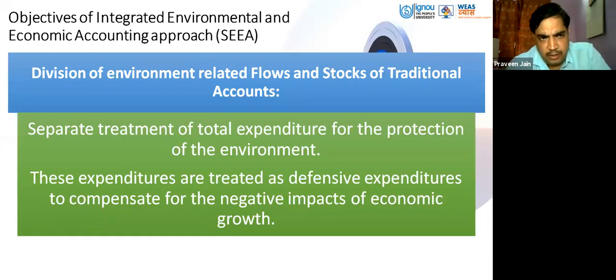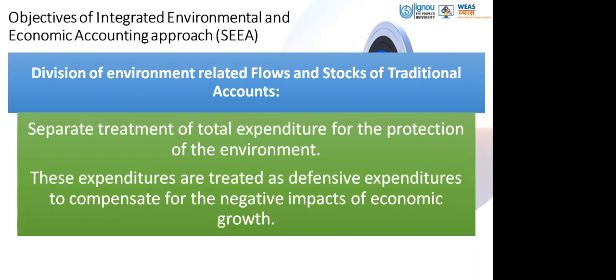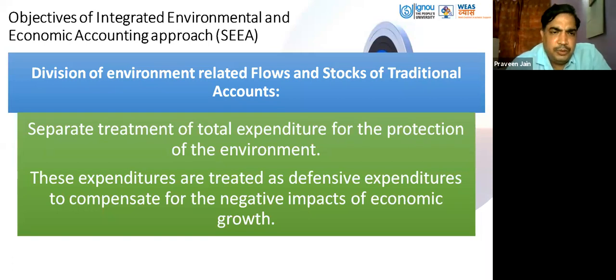So now this approach of integrated environmental and economic accounting has different objectives. And one of the highlights of this green accounting approach is the division of environmental related flows and stock of traditional accounts. So here, what are the changes we make?